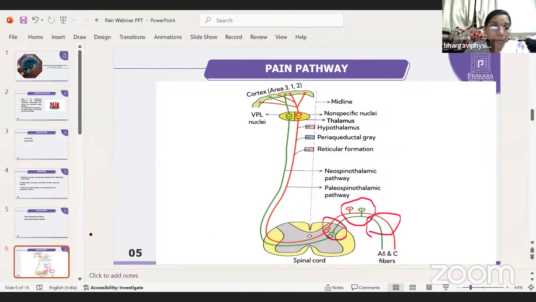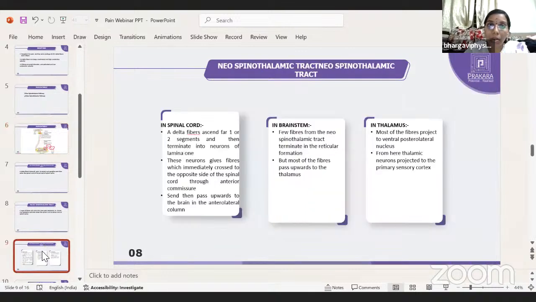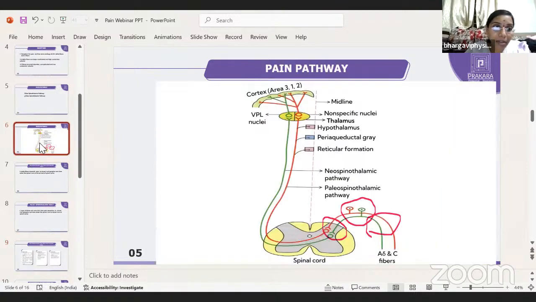Again, if you see here, our C fibers are going to reach lamina 5. Okay, here we are having lamina 5. So the C fibers are going to reach lamina 5, and here this one we can say, as you might have studied, is the substantia gelatinosa of Rolando. Okay, you can write like this, or lamina wise, or else nucleus wise also you can mention there.